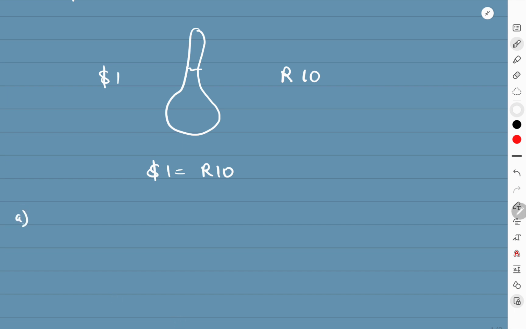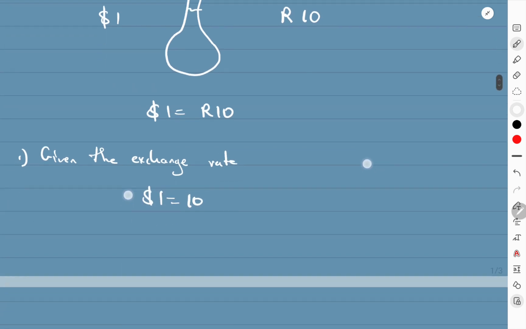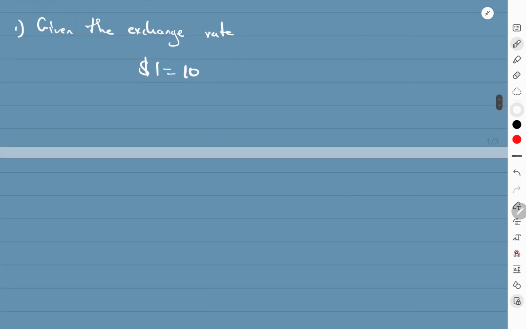So the first question says, given the exchange rate of $1 being the same as 10 rands, then the first question comes. It says, A, how many rands will you get for $50?